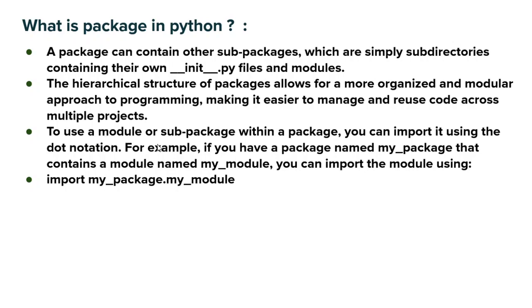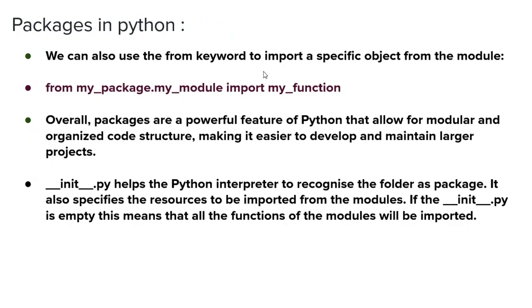To use a module or sub package within a package, you can import it using the dot notation. For example, if you have a package named my package that contains a module named my module, we can import the module using the import keyword: import, then package name, dot, and then module name. We can also use the from keyword to import a specific object from the module. So if you want to retrieve a specific object, we can use from my package dot module name import my function. If you put specific names, it will import specific functions. If you put star here, it will import all the functions from that module.